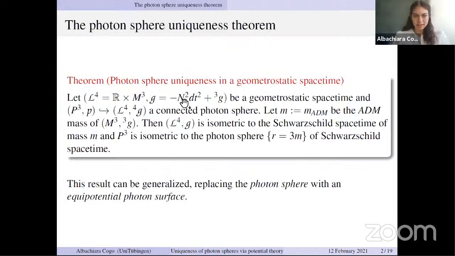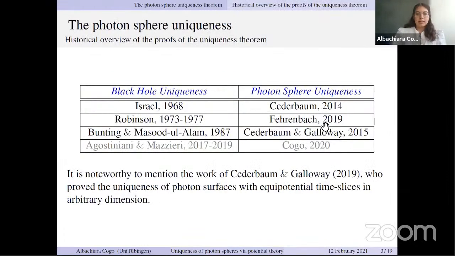So let's state immediately our goal. The theorem says, roughly speaking, that if we have a four-dimensional geometrostatic spacetime (L^4, g), and if we have a connected photon sphere embedded, or more generally, an equipotential photon surface embedded, then the geometrostatic spacetime must be isometric to the Schwarzschild spacetime. Okay, this theorem has actually already been proven multiple times, always adapting the black hole uniqueness proofs.